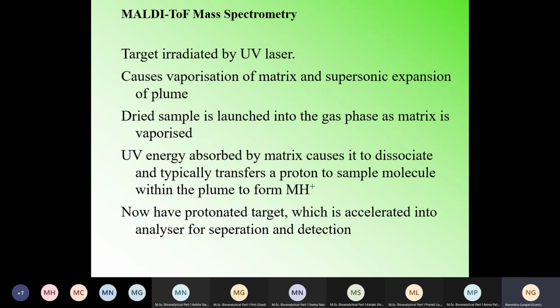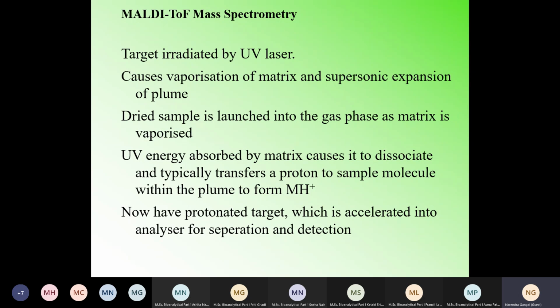So now with the protonated target, which can be accelerated into the analyzer for separation and detection. Once I have got MH plus, which is the positive ion, I can do the mass spectrum analysis. I can record the mass spectrum, and it has to be passed first to the analyzer. Unless I have got positive ions, I will not be able to do mass spectrometry, because the requirement of an ion is a basic fundamental of mass spectrometry.